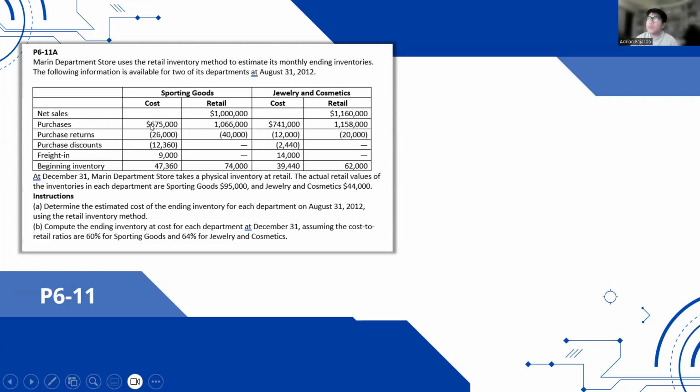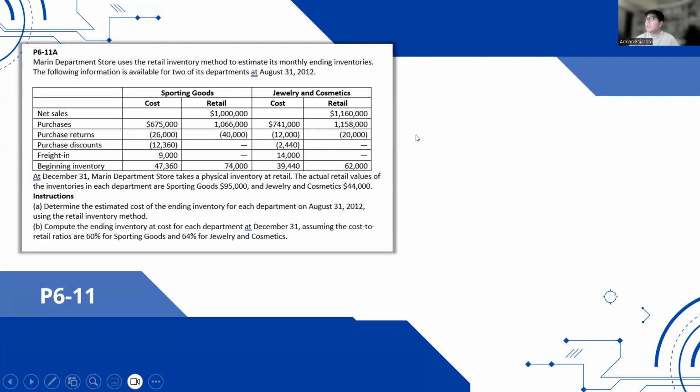Itong purchases, you purchase this at cost at 675,000. Pero yung retail, ang ibig sabihin, binenta mo to at 1,066,000. So ito, in jewelry, it costs 741,000, binenta mo siya at 1.1 million. So for example, yung beginning inventory, yung cost nito is 47,000, pero binenta mo siya at 74. So of course, the retail prices are higher kasi pinatungan mo ng markup.